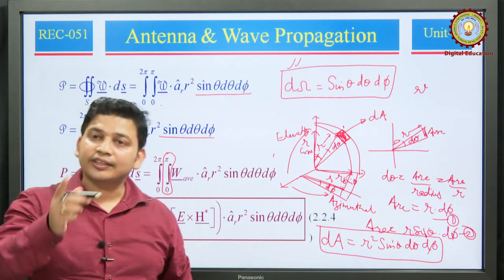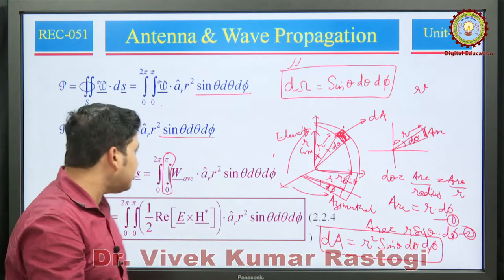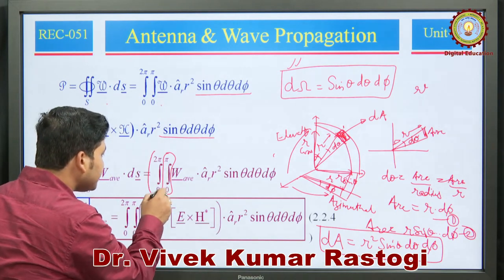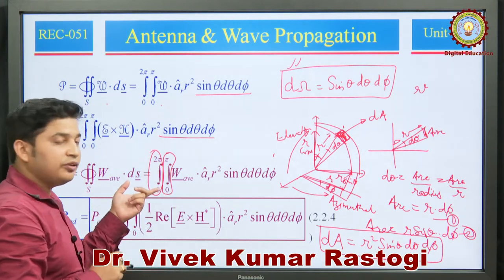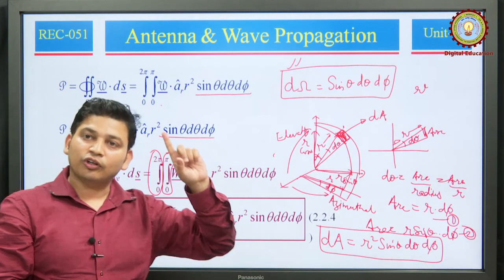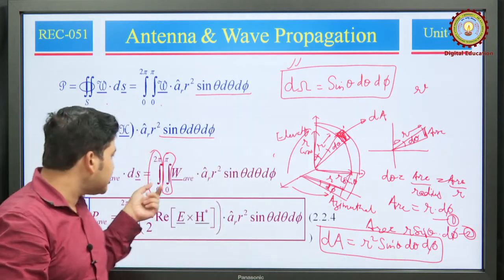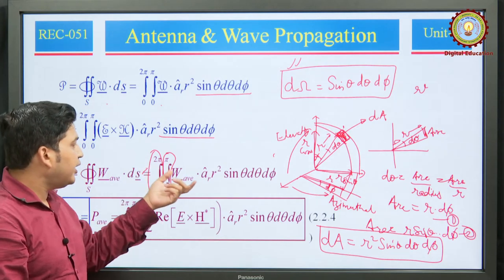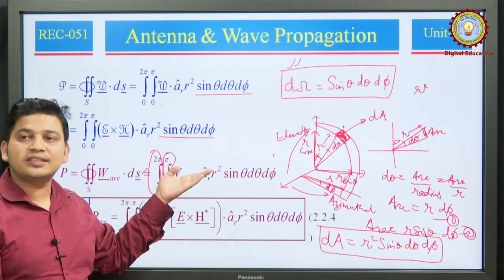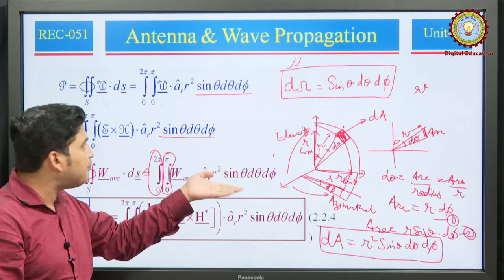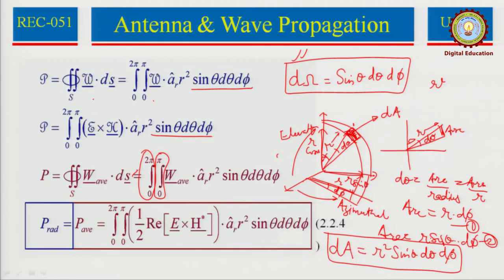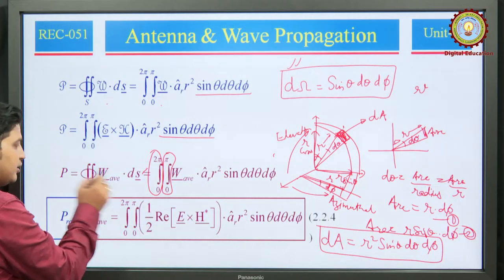2D integration over the azimuthal plane. The azimuthal plane covers how much angle? 0 to 360, and what is the value? 0 to 2 pi. Same concept as we have stated earlier. So 0 to 2 pi, 0 to pi, into average power density, or power density multiplied by the beam solid angle. This way we can define this equation, and remember this concept.